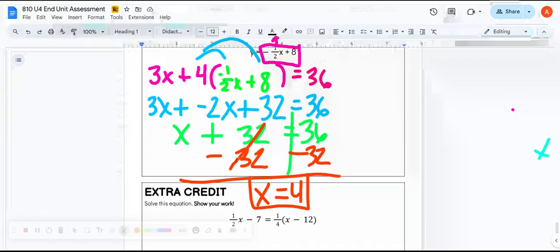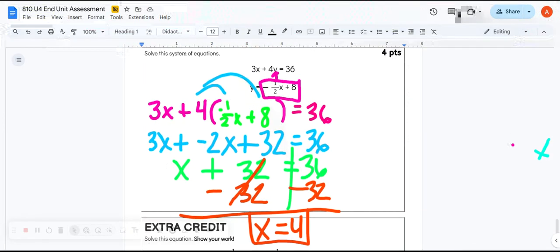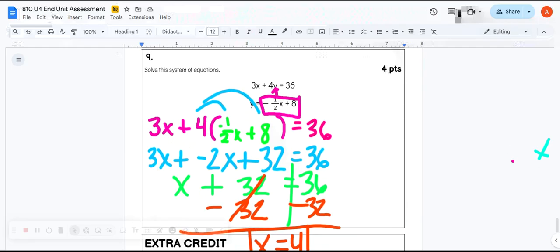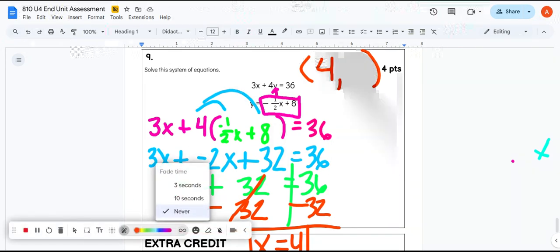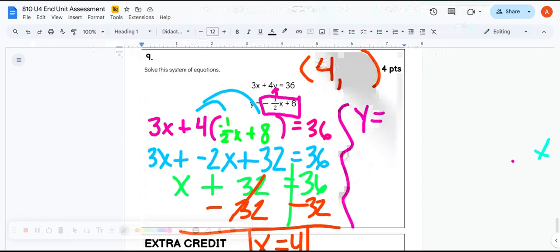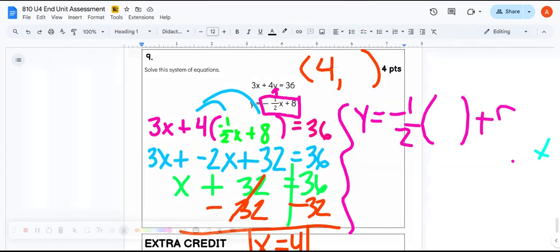You know the drill. That's only half of your solution because we know when we're doing a system, we have to find an ordered pair. So let's go ahead and record that down so we don't forget. So half of our solution is 4, and that's my x value. And I'm going to use that and the bottom equation to help me figure out what y is equal to. So y is equal to negative 1/2 x plus 8.